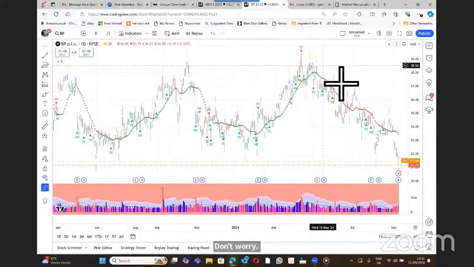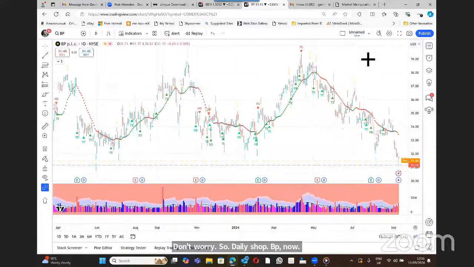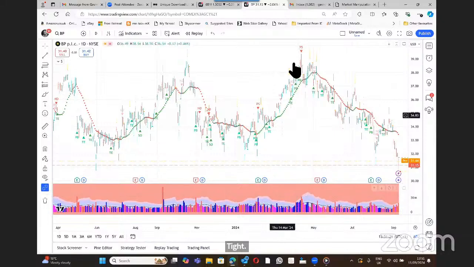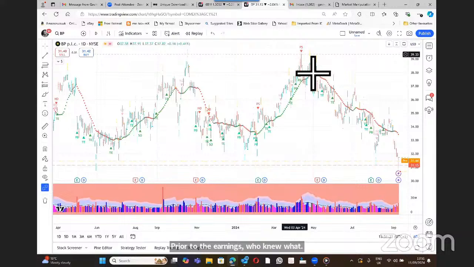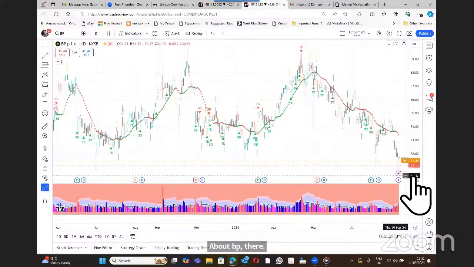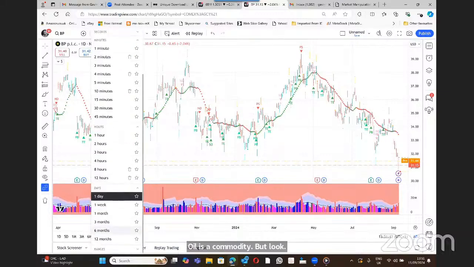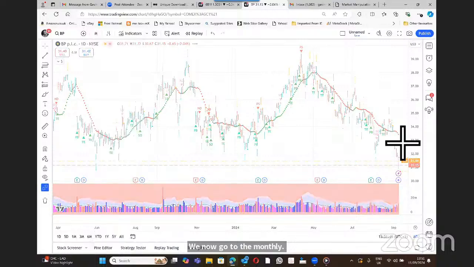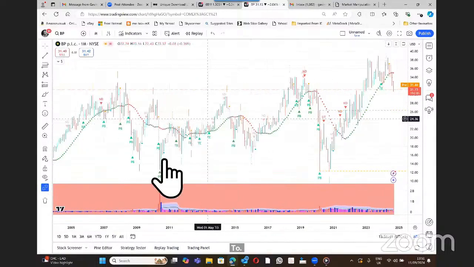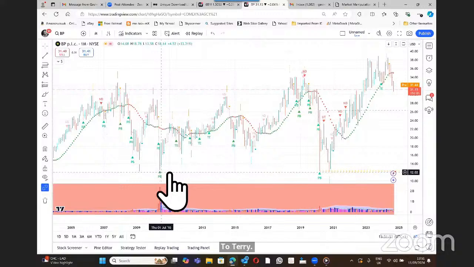Now, this is very interesting. If you look at it, look at the top, look at the volume prior to the earnings. Who knew what about BP there? That's a daily chart. And look at where we're currently at. Now, surely oil is a commodity, but look, we now go to the monthly. And then I'm going to hand over to Tiru. And where the buyers stepped in back here was when the news was terrible. It was awful.